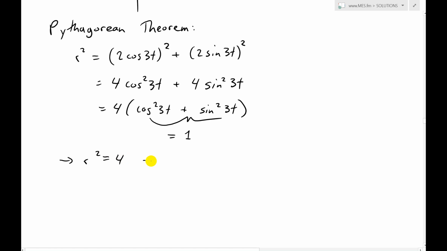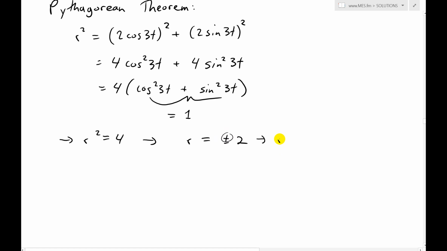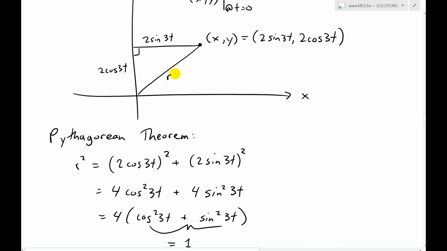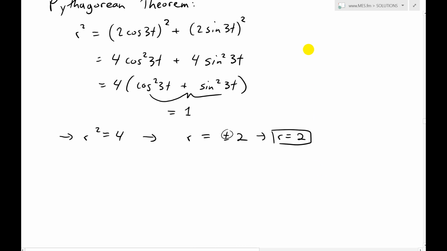So r squared equals 4. If we take the square root of both sides, we get r equals plus or minus 2. And for our case, to make sense of it, we'll just pick the positive one. Let me know what would happen if you put negative instead. But anyways, r equals 2 is the distance. So we'll consider it as positive. So in other words, this is going to be constant. This is 2, and that's constant. I'll write that with emphasis on it.